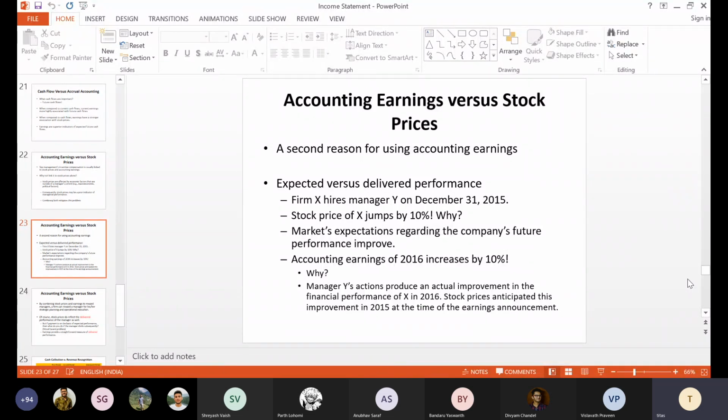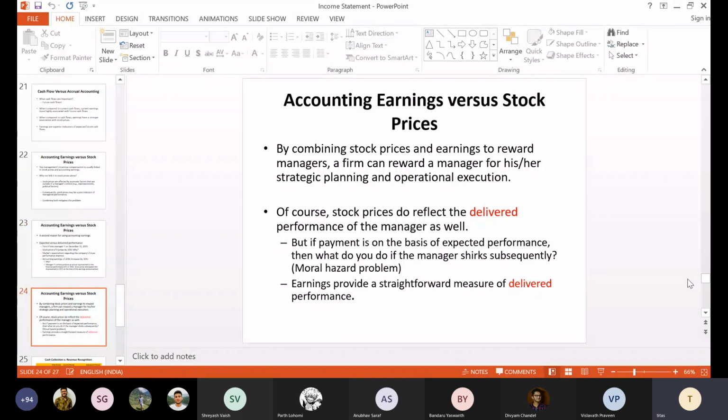Now, in the next year, we have seen that the accounting earnings also increase by 10%. Why? Because manager Y's actions produced an actual improvement in financial performance, and stock prices anticipated this improvement at the time of the earnings announcement. So what happened after a year? When the CEO joined the company, the stock price went up. The anticipation was that he would make the company perform better, and actually it happened after one year.